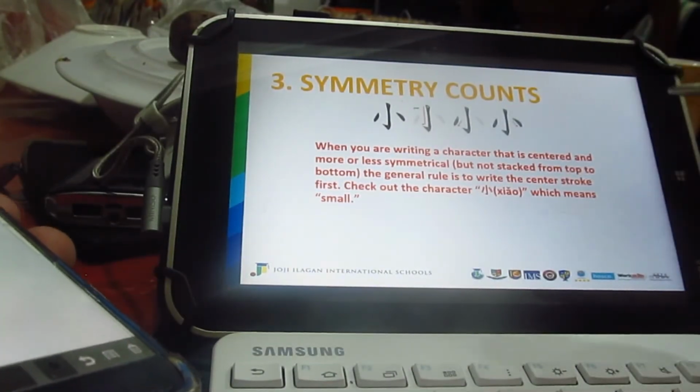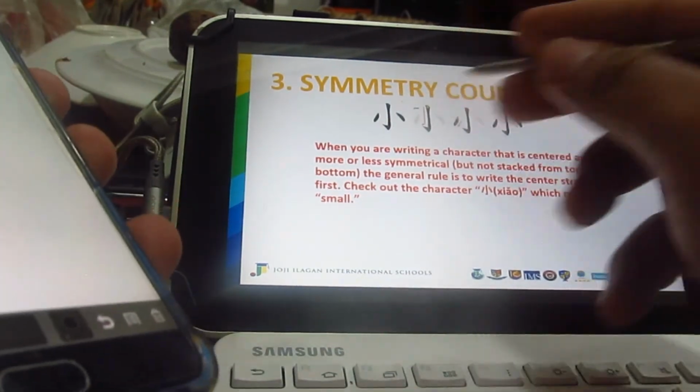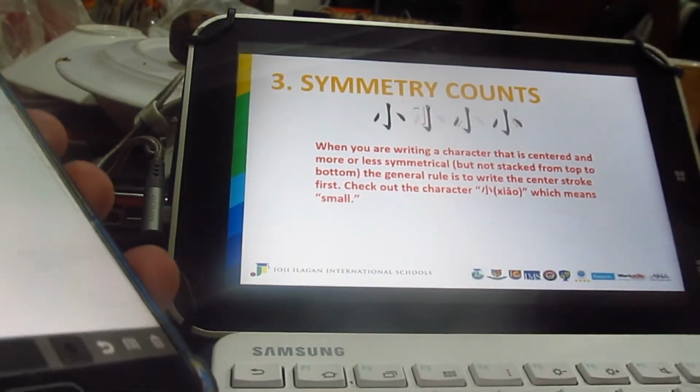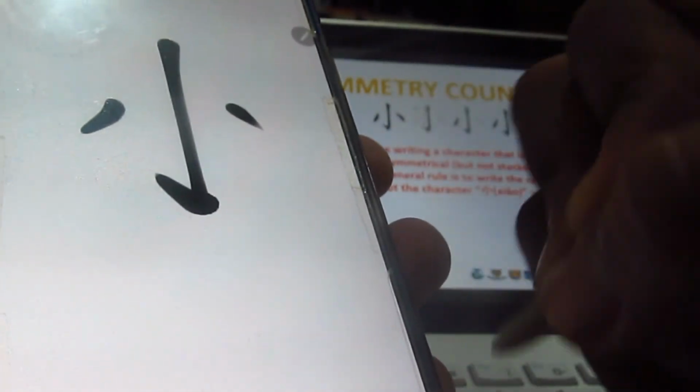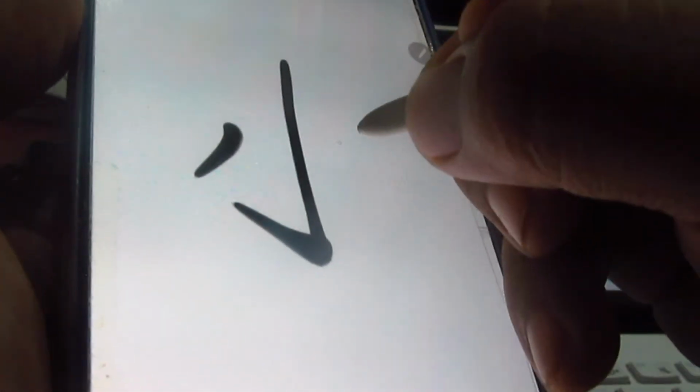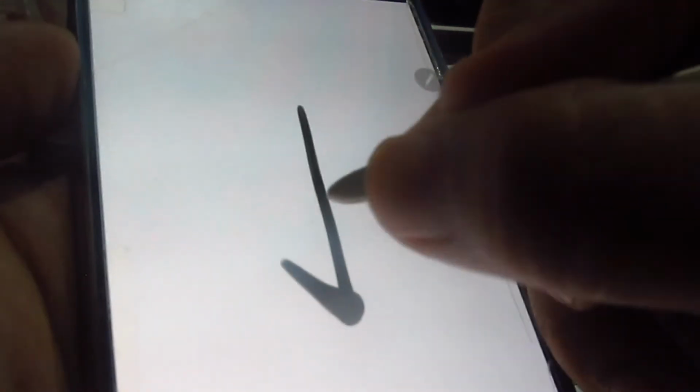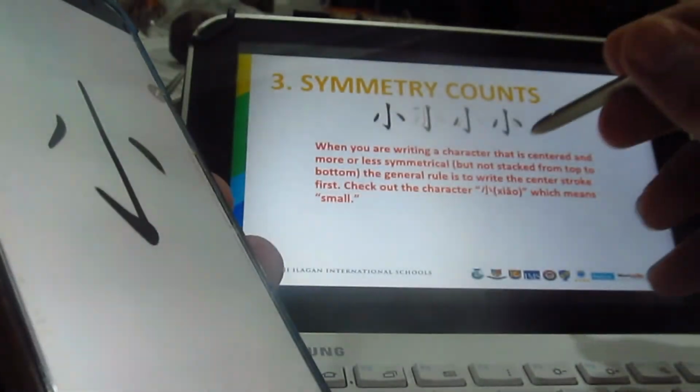Again, next is rule number 3, symmetry counts. When we have a mostly symmetrical character, you start first with the center stroke. So, shu, gou, then pie, na. Again, 1, 2, 3. Okay, that's xiao, which means small.